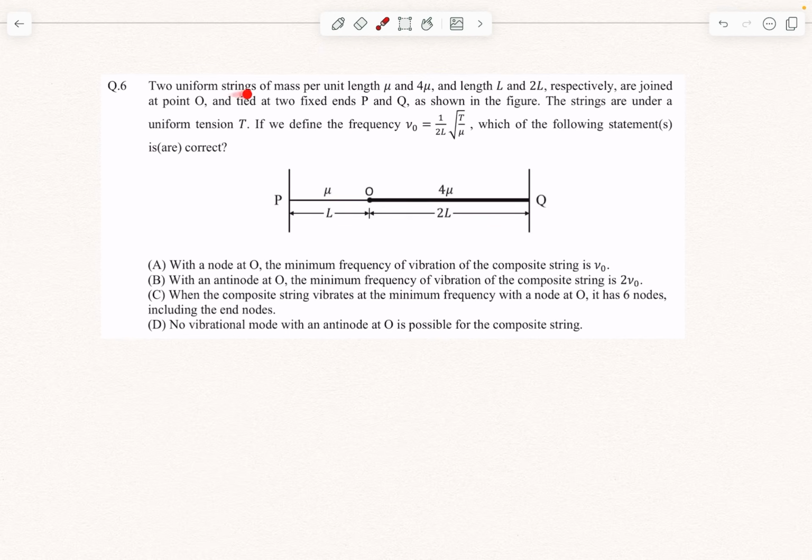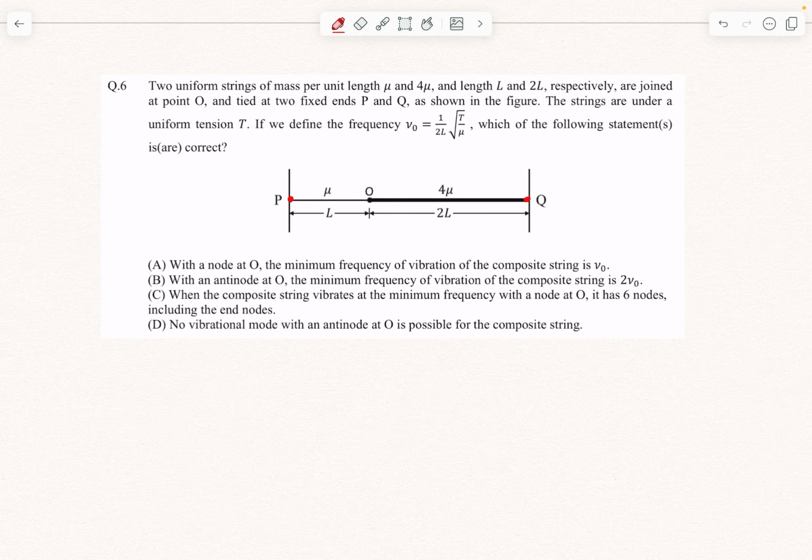So here we have two uniform strings of mass per unit length, mu and 4 mu, and length of L and 2L, and they're joined at this point O and tied at two fixed ends P and Q. Okay, so while the string will be oscillating, the points P and Q will act like nodes or zero amplitude points. Now it's given that the string is under a uniform tension of T, so we are defining nu naught equals this particular value.